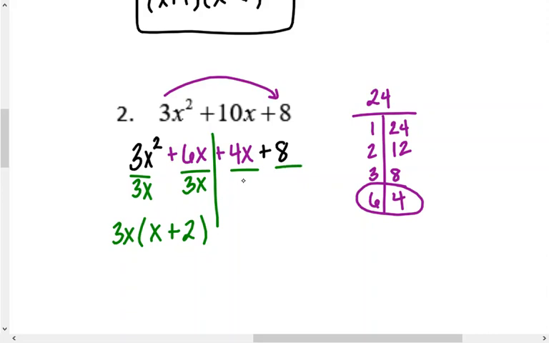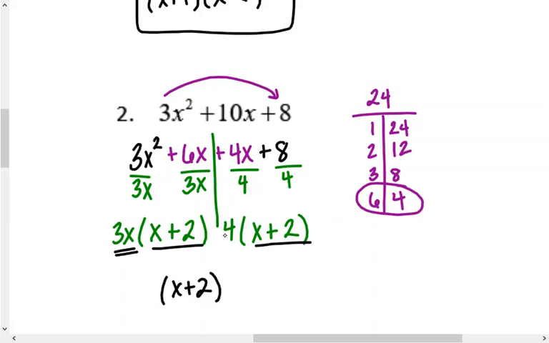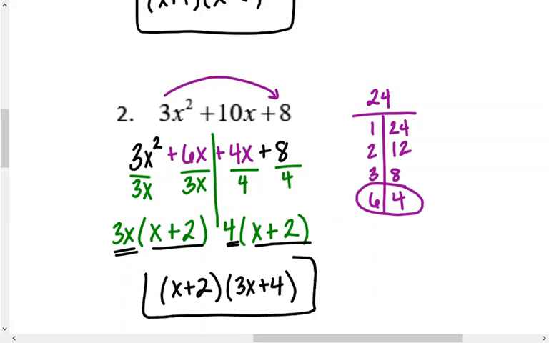GCF of the second side, now the biggest number I can divide them by is 4. So 4 goes in the front, I'm left with x plus 2. My parentheses match. So x plus 2 is one of my answers. 3x plus 4 is my second answer. So it's the same process that we've been doing when the number is not in front of x squared. We just now have to really be careful with our GCFs.